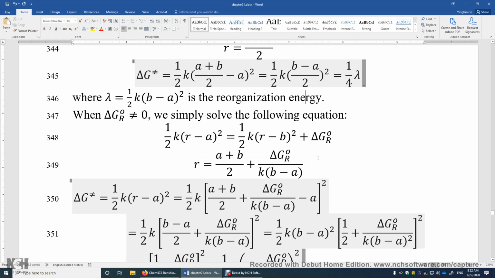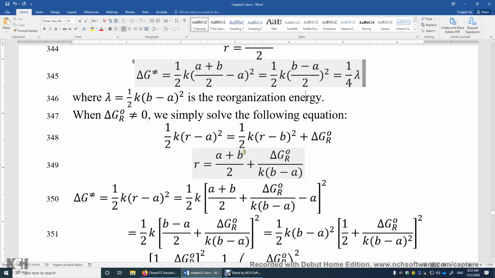Wait, I think I got it wrong. So when this delta G of R is positive, this R is closer to B because this is positive. So R is closer to B. The transition state looks more like the product, the higher energy side. When delta G of R is negative, this part is negative, and then R is less than the midpoint. This R is closer to the reactant. The transition state looks more like the reactant. All right, that's one interpretation of this equation.